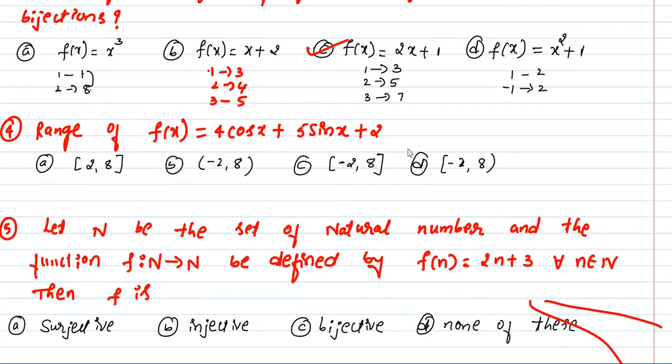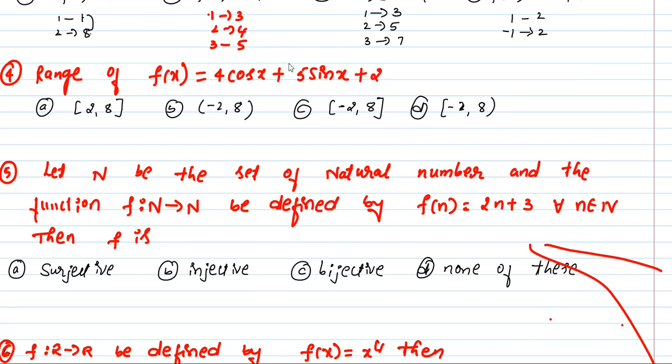Then look at the next condition. The range of f of x is 4 cos x plus 5 sin x plus 2 is equal to. We have a standard formula to find this range. It is the closed interval c minus square root of a square plus b square, comma c plus square root of a square plus b square. So then identify the value of c. It is in the form of a cos x plus b sin x plus 2.